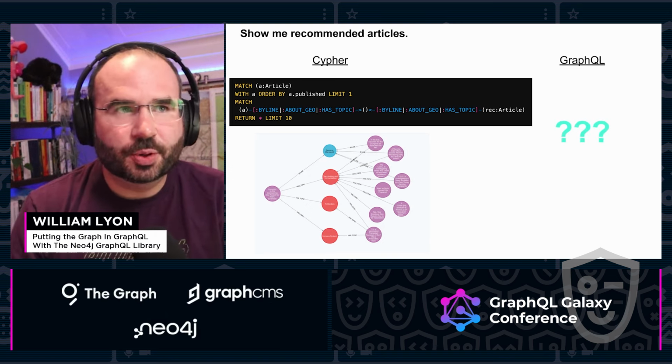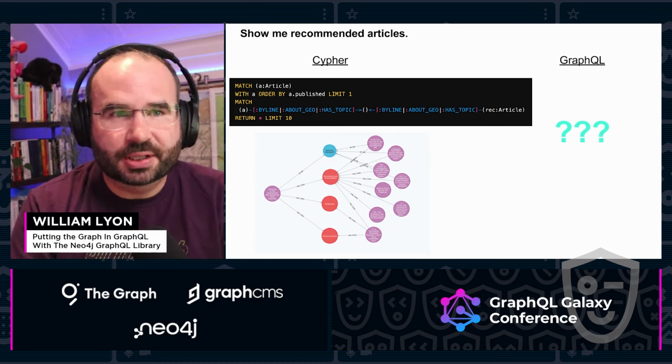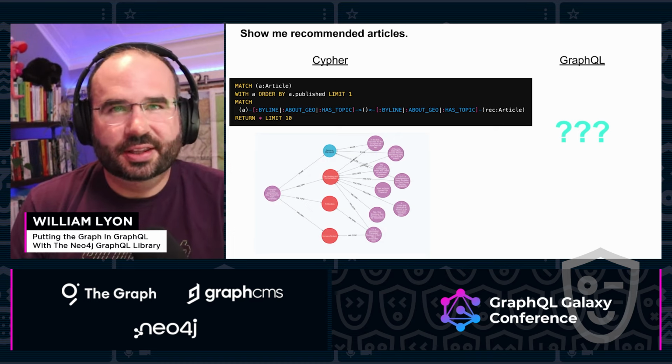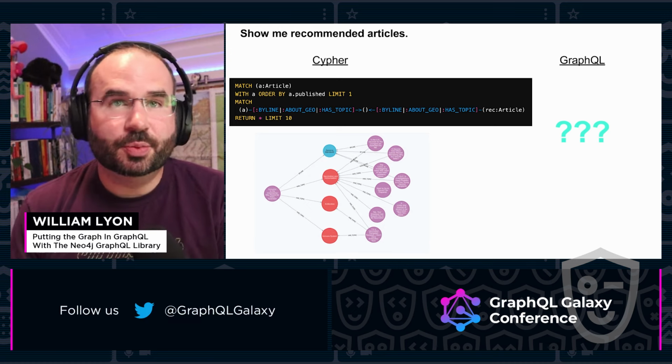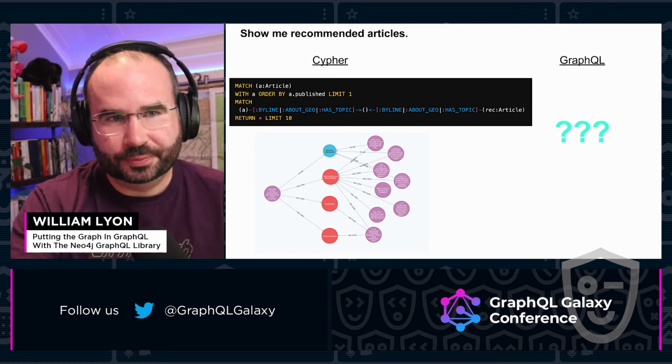GraphQL doesn't really expose these concepts. And again, we could implement a recommended field on the article type in our GraphQL API to expose this. But again, it's not something that is inherently built in.